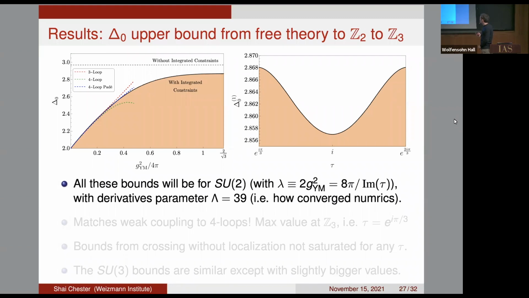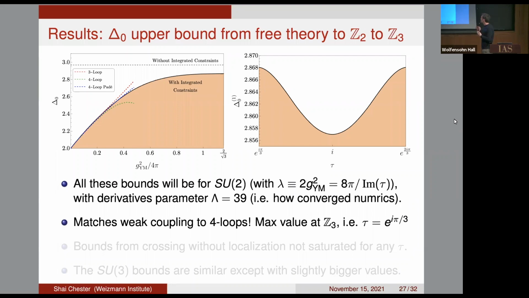So all these bounds are right now for the SU2 theory. I can tell you that we also did it for the SU3 theory, but for simplicity, I'm just going to show you SU2. And as a technical comment, we use this bootstrap parameter with derivatives up to lambda equals 39, which kind of shows how converged our numerics are.